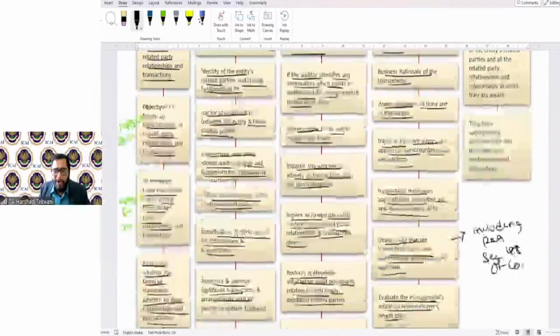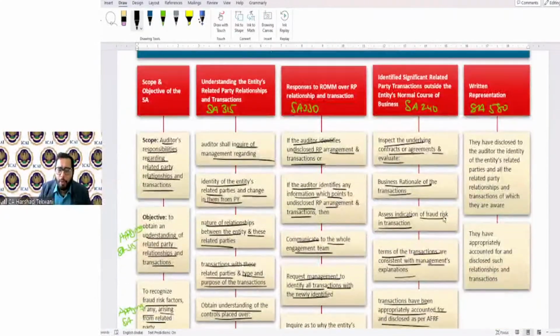Once you perform all these activities, then you need to obtain a written representation from the management that they have disclosed to the auditor the identity of the related parties, and all the related party relationships and transactions of which they were aware. Second, they have appropriately accounted for and disclosed such related party relationships and transactions in the books of account. So this is what you are required to do with respect to related party transactions and relationships.